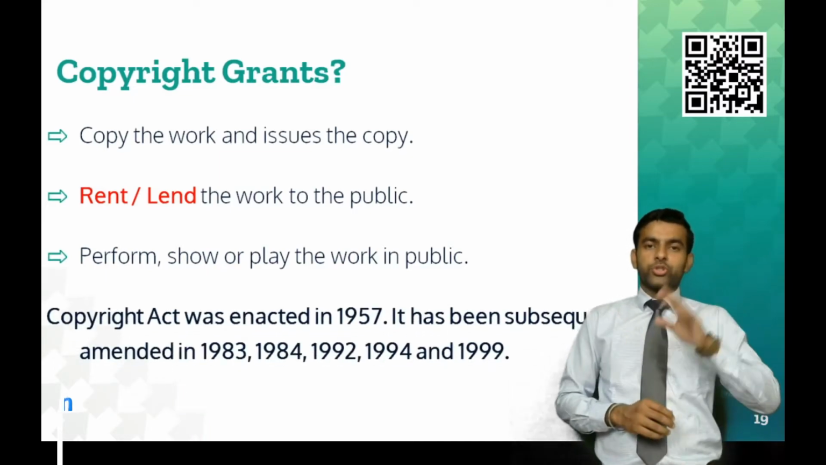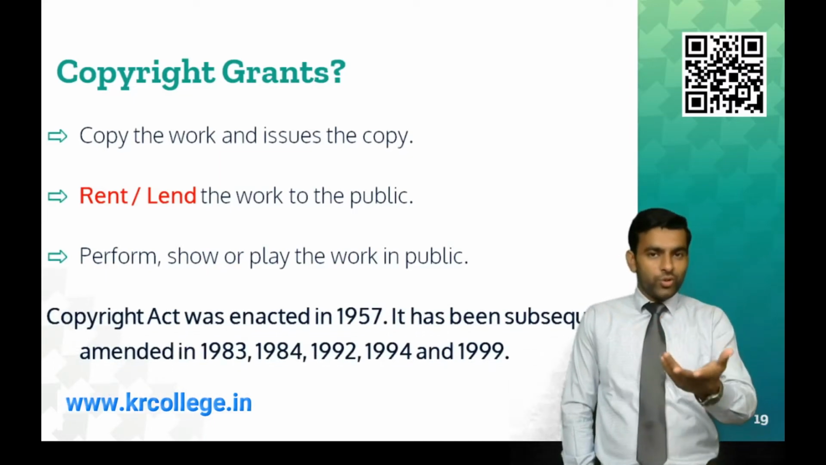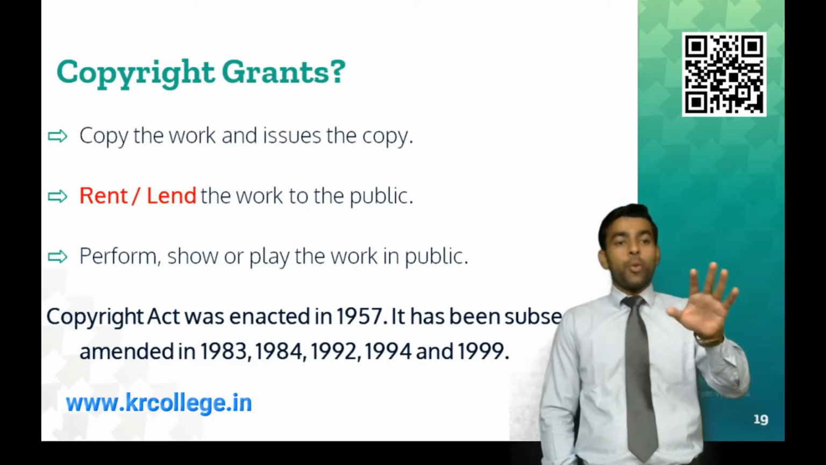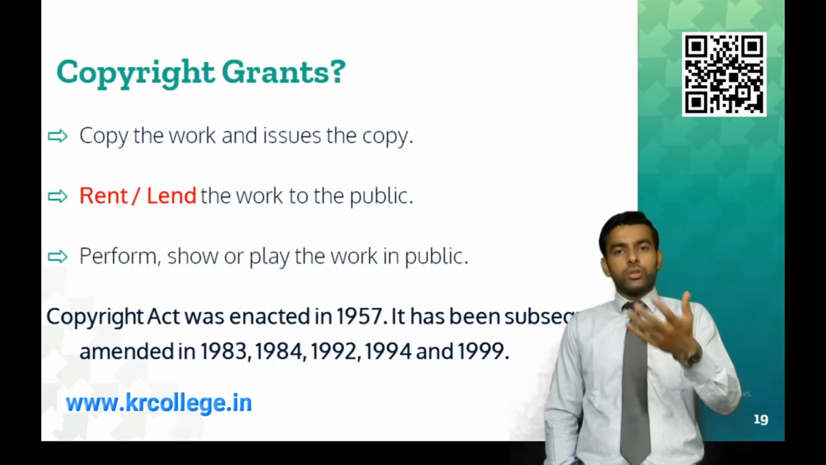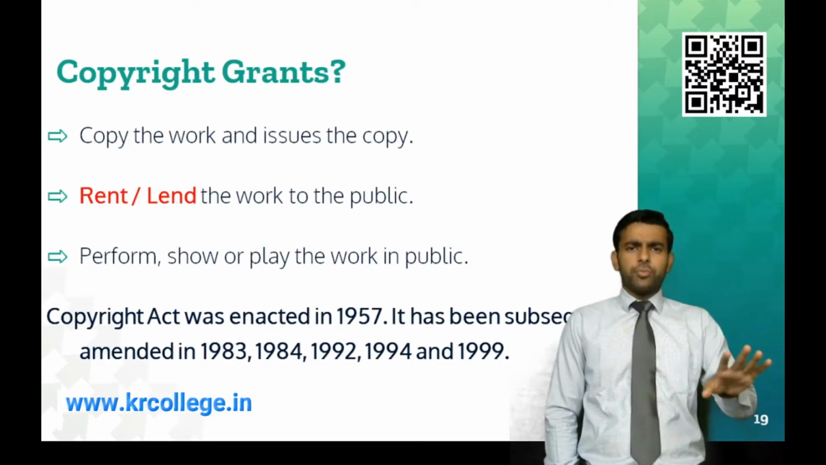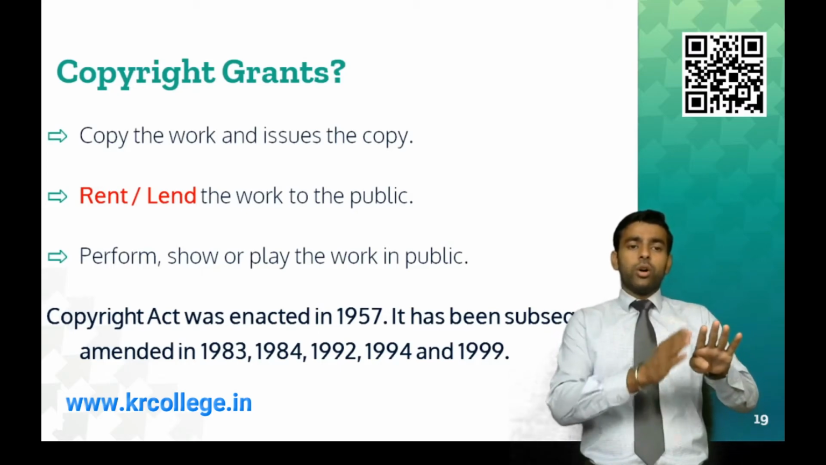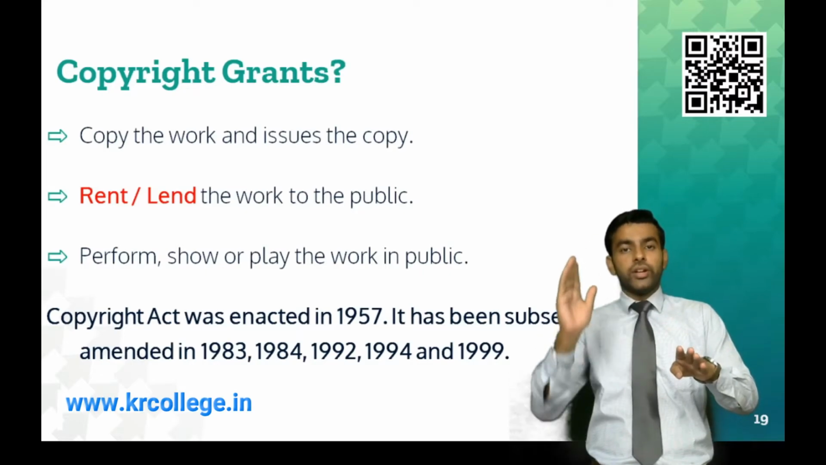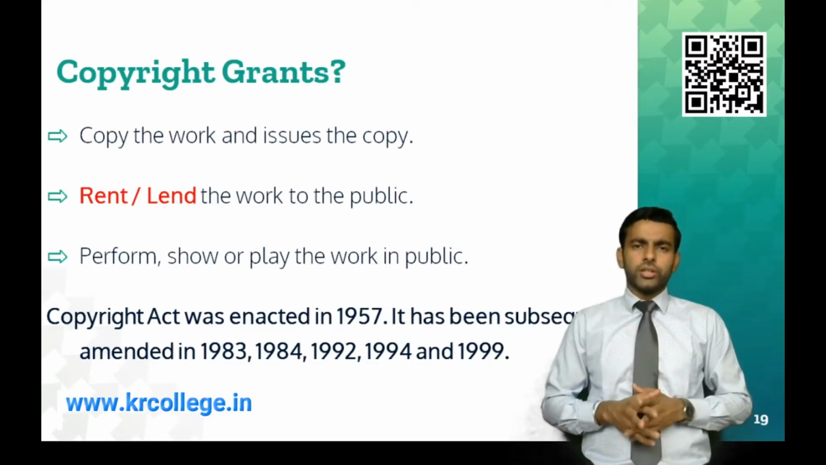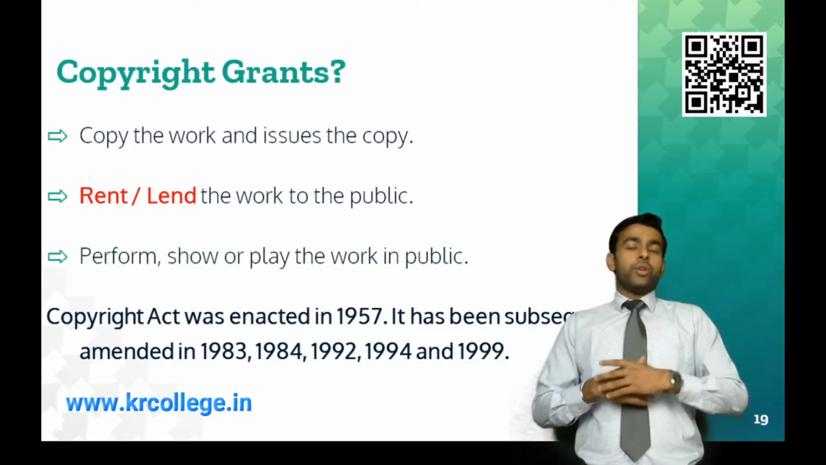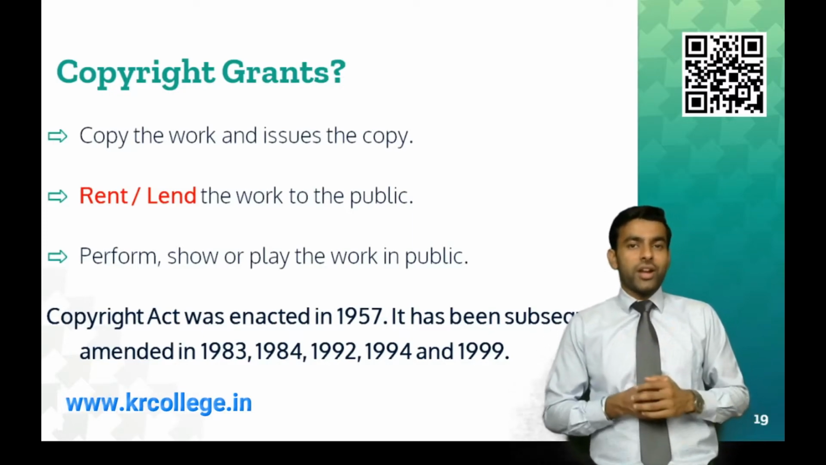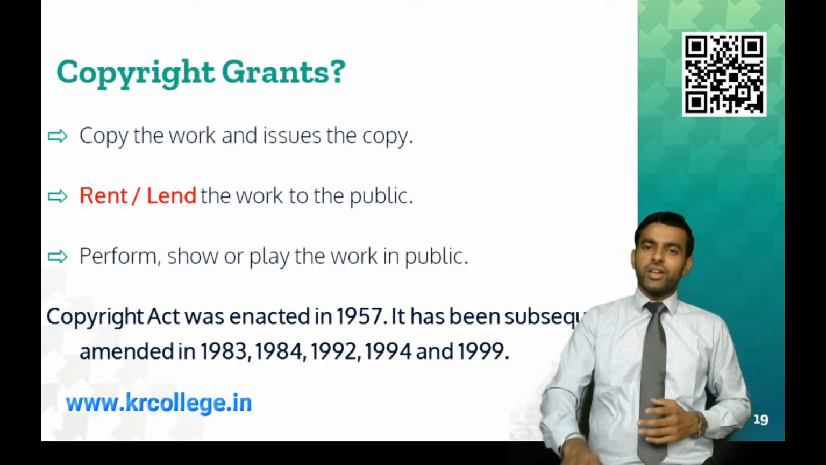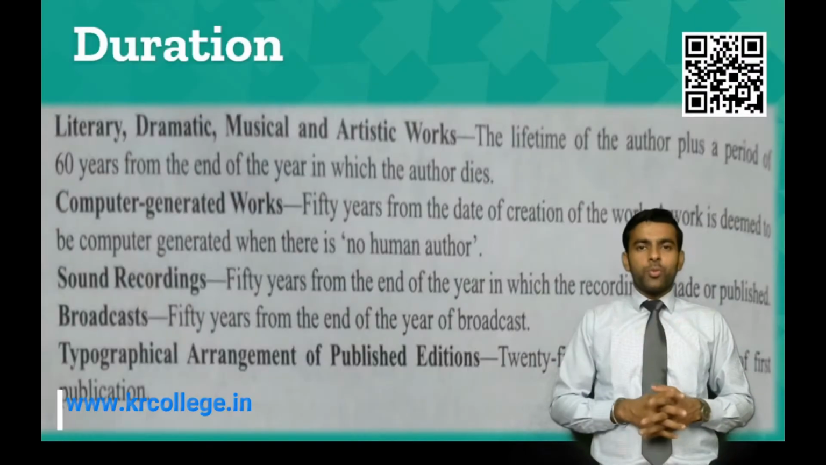Next one, and the most important, the Copyright Act. I told you that I'm going to tell you which act covers all these things. So the Copyright Act, which came into being in 1957, we are learning that particular thing now. But it was subsequently amended in 1983, 1984, 1992, 1994, 1999, with very minor changes, and sometimes even now. So if someone asks when the Copyright Act came into existence, 1957 is the answer. And when was the last amendment? 1999. Okay, so this was all about copyright.